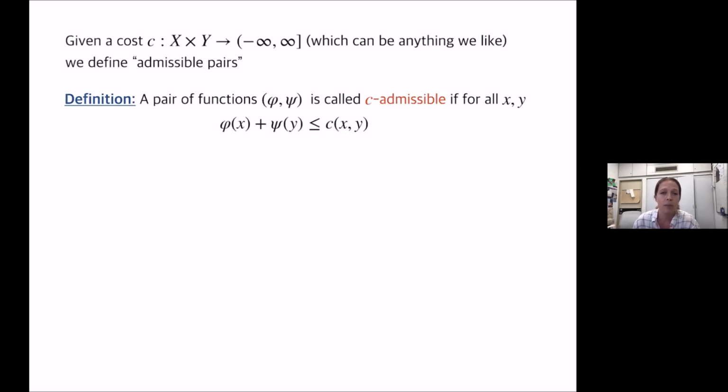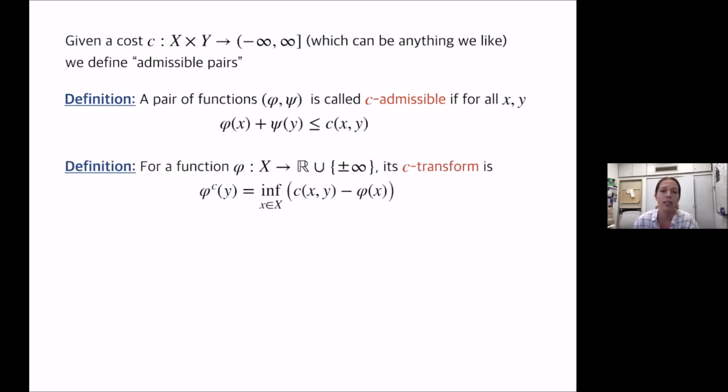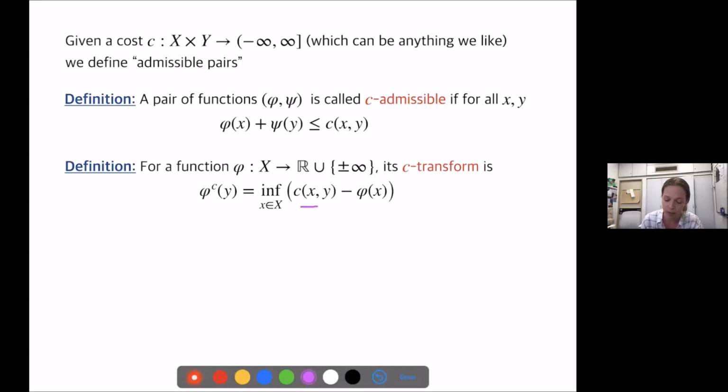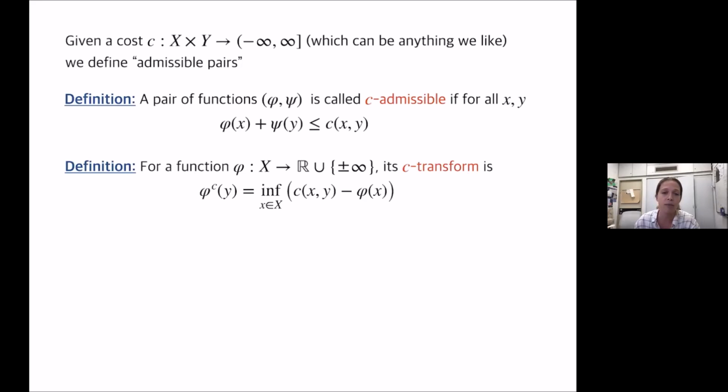And when you talk about admissible pairs, it also inspires you to define the biggest function which is admissible together with phi. So this is the definition of the c-transform. Again, you're given a cost c, and then automatically you have a transform taking a function phi to its biggest admissible partner psi. Any psi admissible with phi has to be less than this infimum over here, so it has to be less than c of x, y minus phi of x for any x. So it has to be less than the infimum, and this infimum is the largest admissible partner of the function phi.